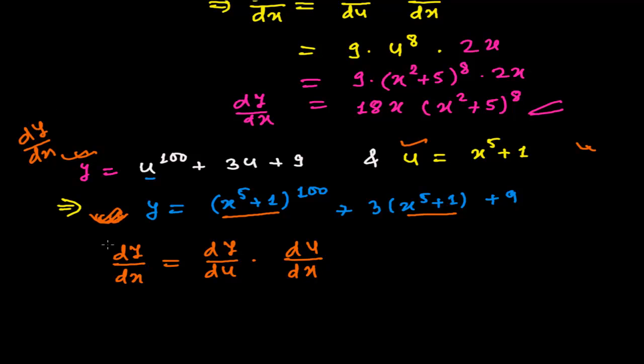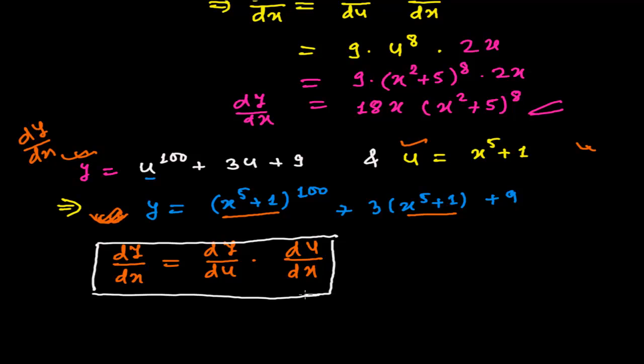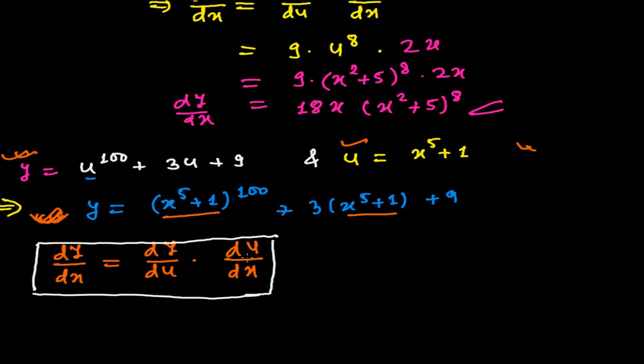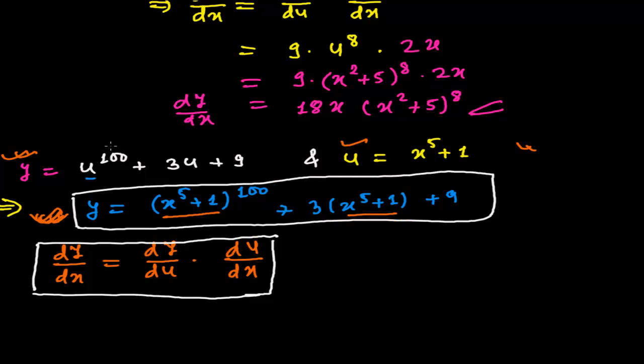Now this is our formula, and I'm going to use it. This is called the chain rule. By using this rule, this is my question, all right? Suppose nothing is given, and the question simply tells you to find the derivative of this. Then in that case you can say u is another function, which is x to the power 5 plus 1.